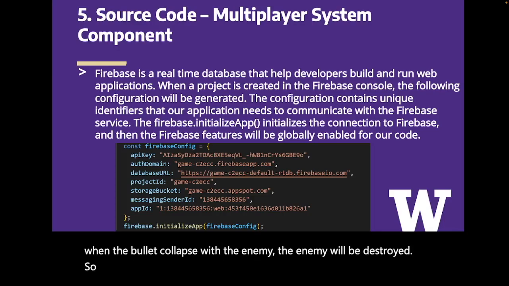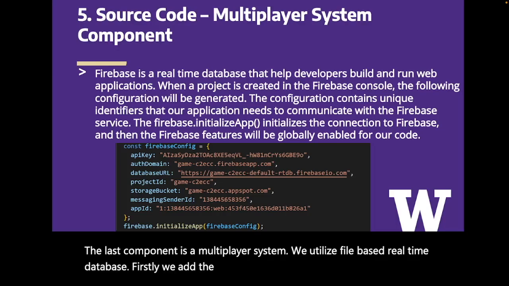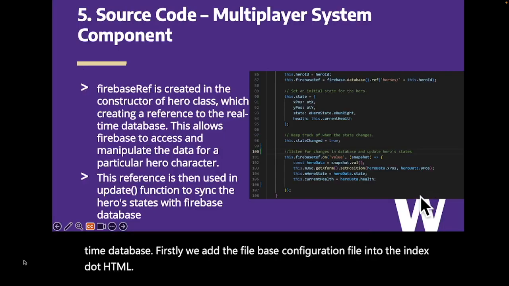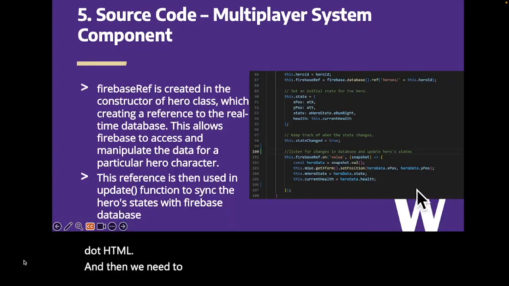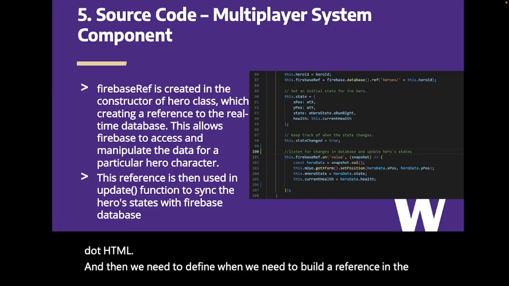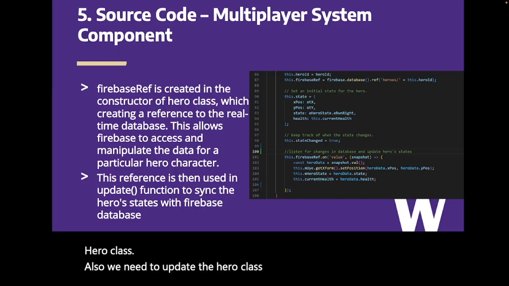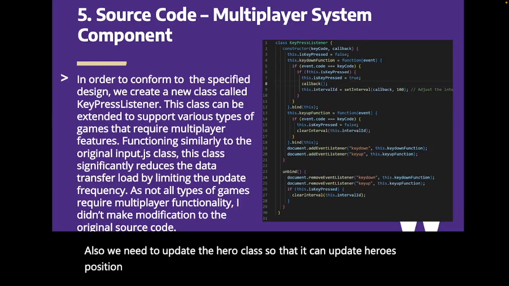The last component is a multiplayer system. We utilize Firebase real-time database. Firstly, we add the Firebase configuration file into the index.html. And then we need to define and build a reference in the hero class. Also, we need to update the hero class so that it can update hero's position accordingly.